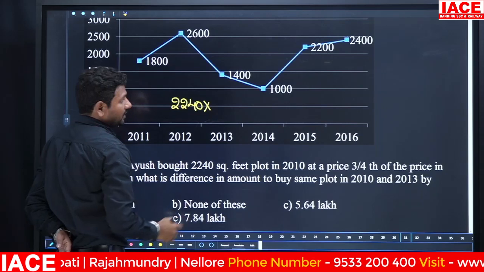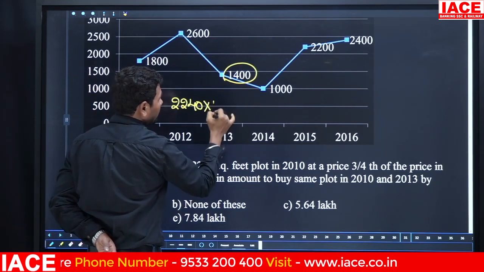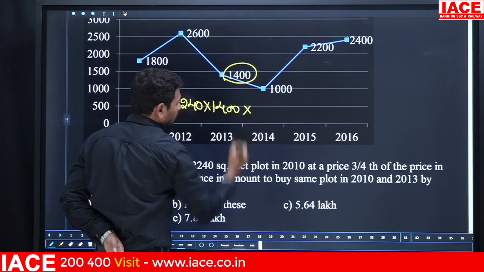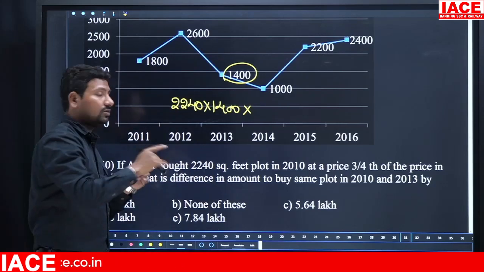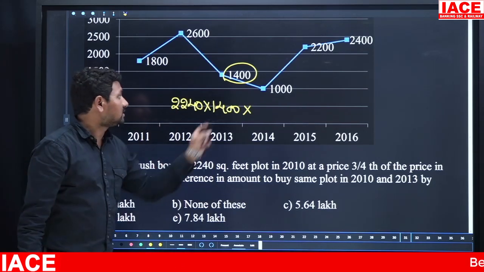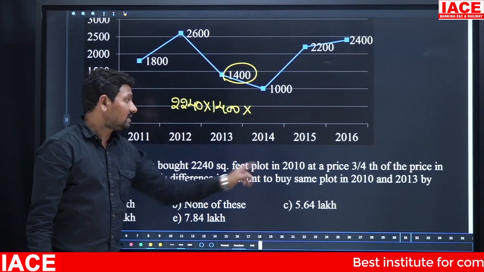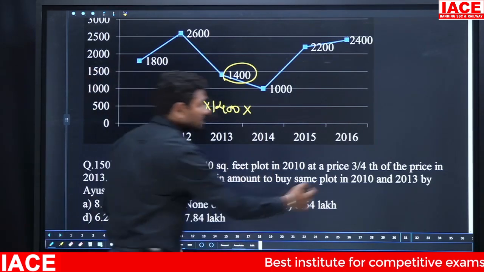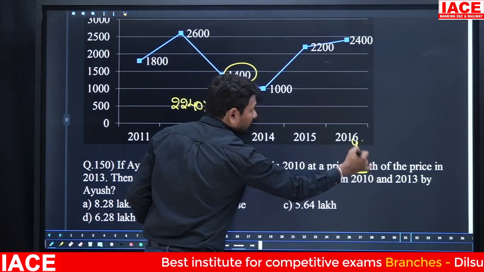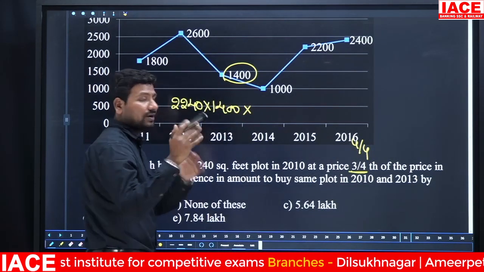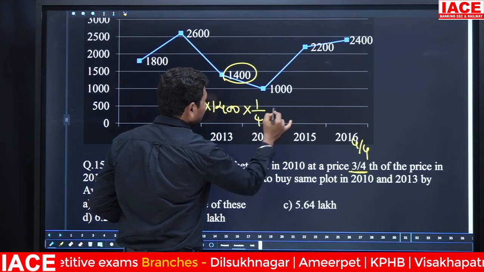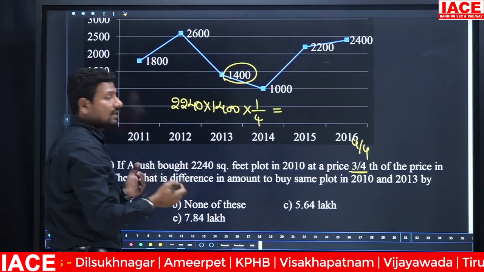Each square foot is how much rupees? 1400. Then comparing 2010 to 2013, in 2013 the value is 1400, which is equal to 4 by 4. But in 2010 the value per square foot is how much? 3 by 4th. From 4 by 4 to 3 by 4th, how much difference? 1 by 4 difference. You can calculate the difference directly to get the final answer here.